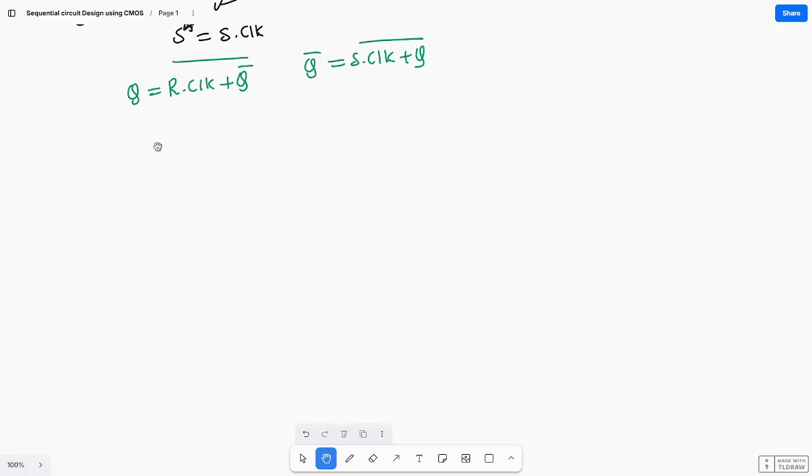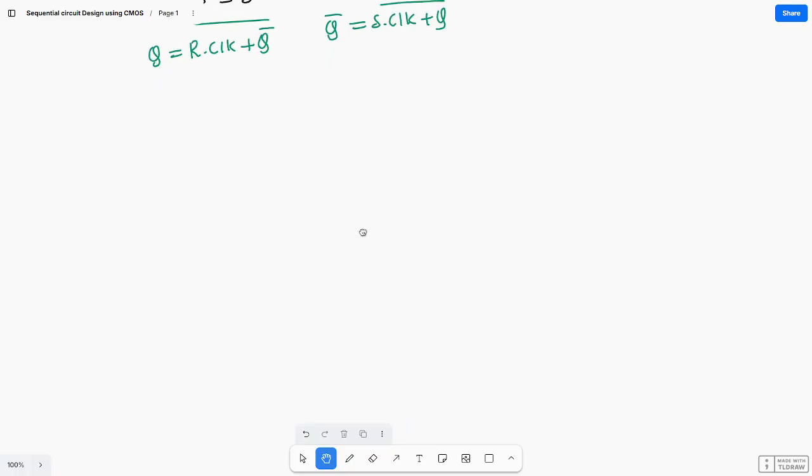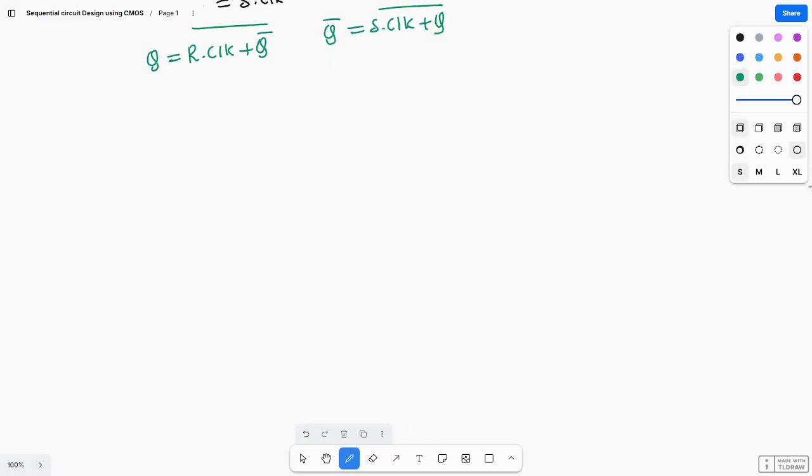Now I want to evaluate this. First I am evaluating for Q. For the AND operation, PMOS will be what?